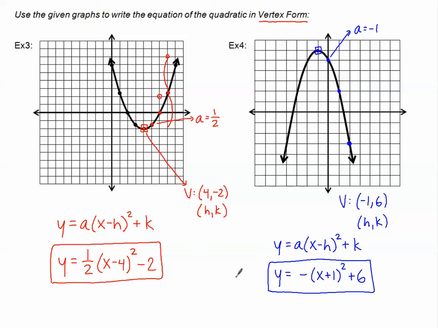So going backwards is really not that difficult. Find the vertex, that gives you h and k, plug those in, and then just count 1 unit to the right from your vertex and see what value you're outputting. And that will be your value of a. Plug that in, do not forget your squared, and you'll be good to go. That was a quick one.